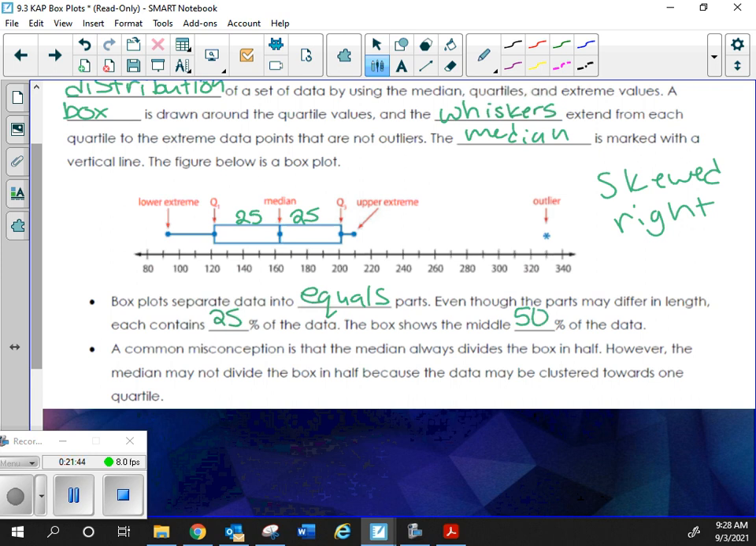A common misconception is the median always divides the box in half. We just saw that it did for our class. However, the median may not divide the box in half because the data may be clustered towards one quartile.